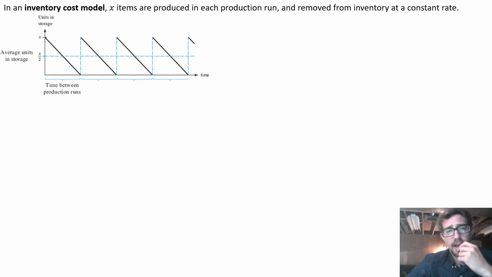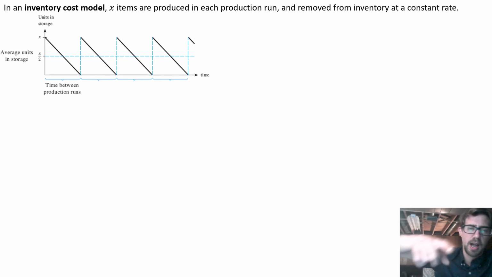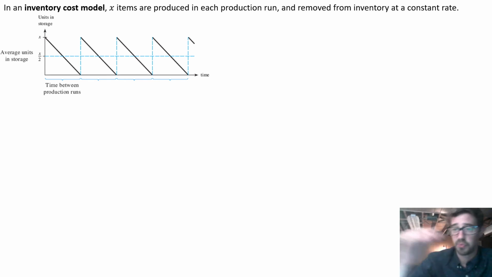This is instructive because we have to know the average units in storage. Now, doing the average value of a function is a calculus thing that we don't know yet. But if you look at that graph, you can see that the average value of that function should just be right in the middle, because it's just clipping down like that. This is called a sawtooth kind of function. So the average value of that, you might just have to take my word for it, is just right in the middle there, which is x over 2. So that's going to come up in the equation. That's the average number of units that we have in storage at any one time.